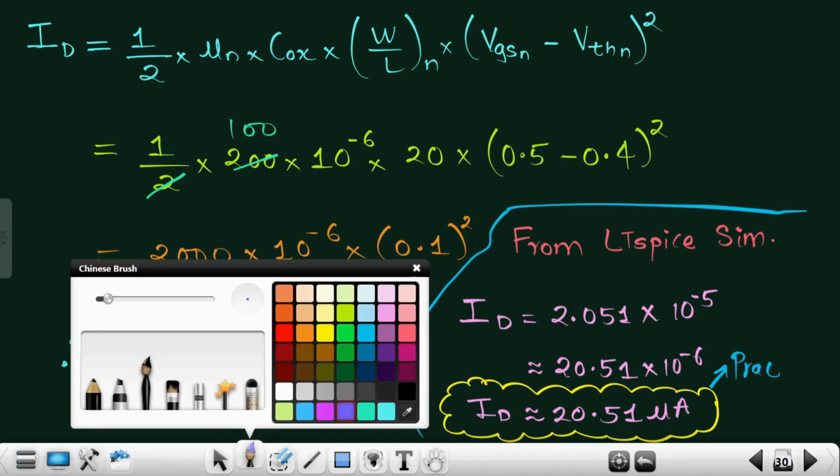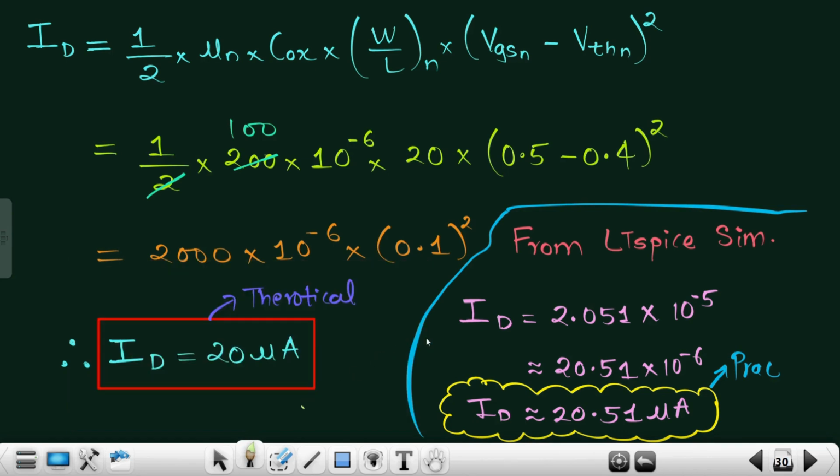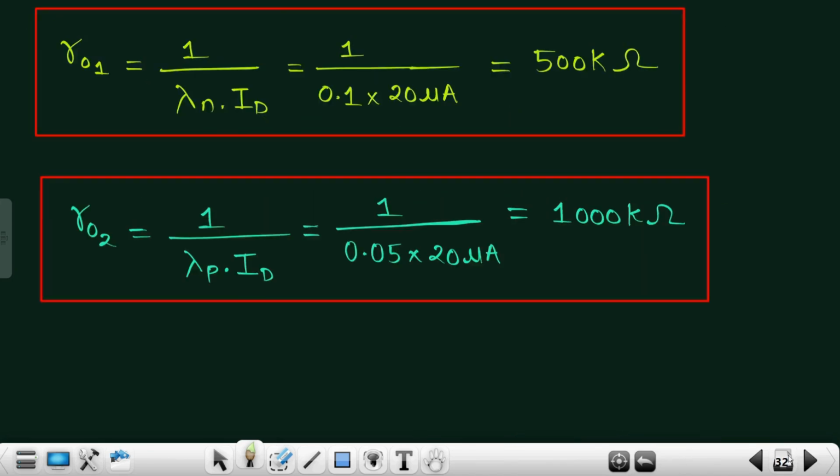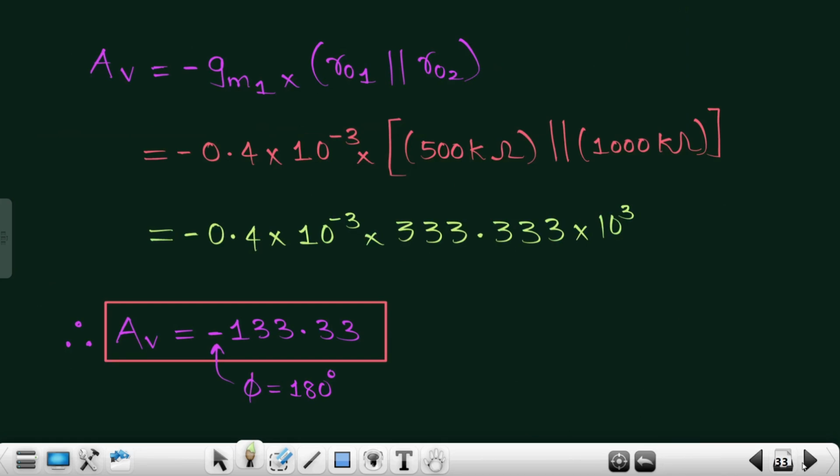The reason why we got the difference of 0.51 microamperes between the theoretical value and the practical value is this. The formula is absolutely correct, but for simplicity purposes we just didn't multiply this particular value, 1 plus lambda VDS. To keep things a little simple, we just focused only on this particular part and avoided the other part. But if you include it, your current is almost equivalent to 20.51 microamperes. On top of that, your gain will also increase.